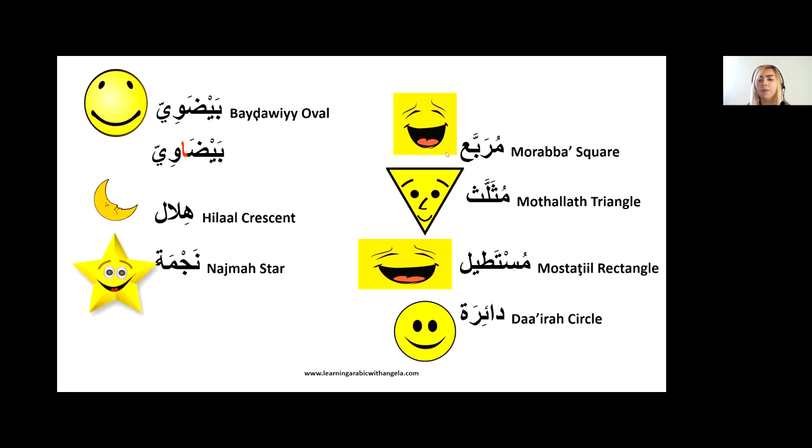هذا مربع. Can you help me with the right demonstratives? هذا مثلث. هذا مستطيل. هذه دائرة, because of the round ta, the feminine sign at the end. هذا بيضوي, هذا هلال, وهذه نجمة. ممتاز, أحسنتم, رائع.